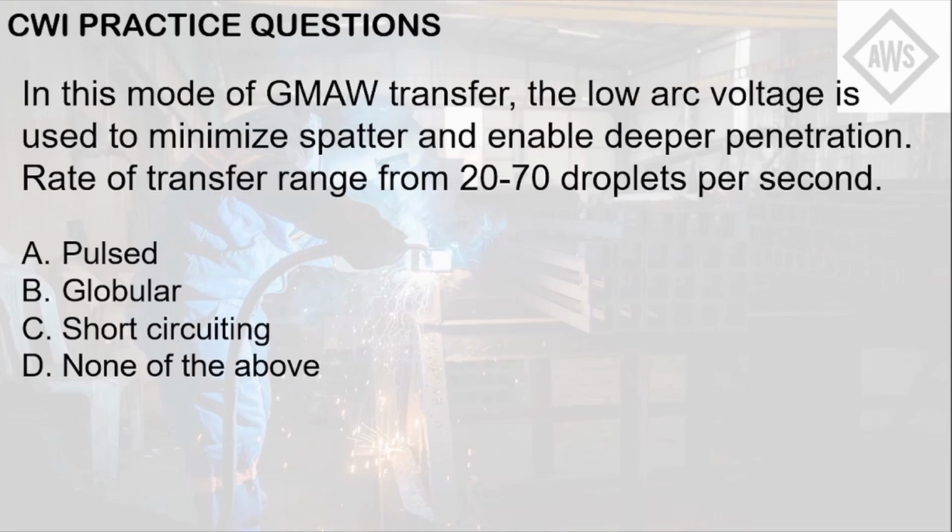So letter A, pulsed, and C, short circuiting, operate at a lower heat and current setting, so they will not be able to provide deeper penetration of the weld. So the answer here is globular transfer, because of the amount of globules that will be produced to the weld pool, so it will enable deeper penetration.